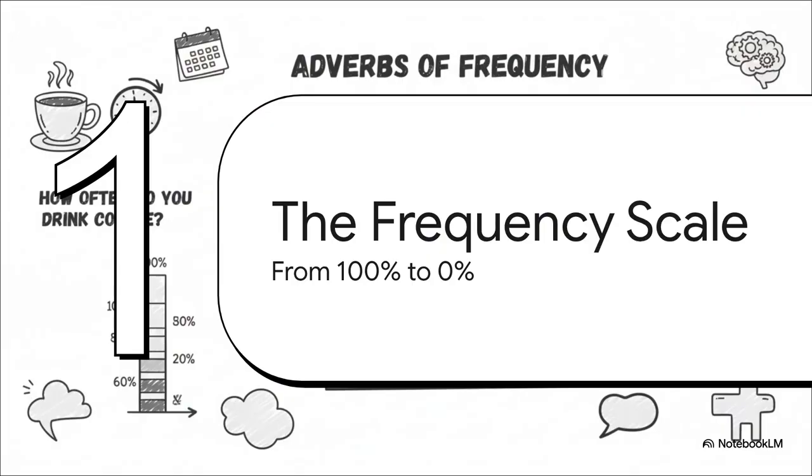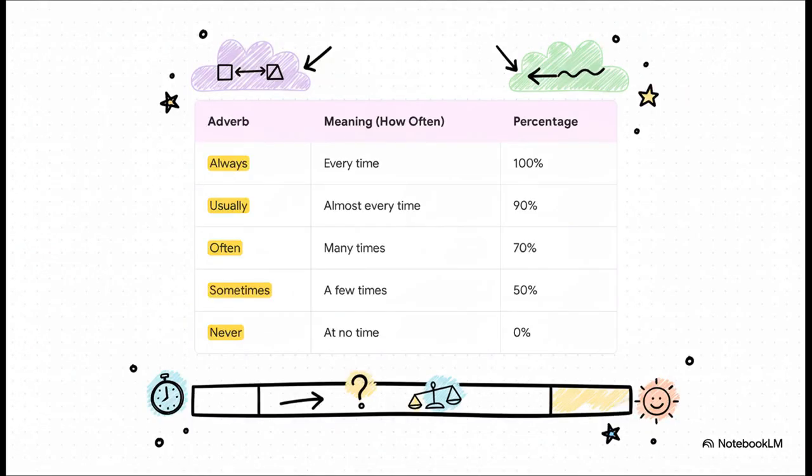Okay, let's make this super easy to remember. I want you to imagine a scale, kind of like a volume knob. At the top, you've got 100%, and at the bottom, you've got 0. And here it is, the frequency scale. Think of this as your new best friend. At 100%, we have always. That's for things you do every single time, no exceptions.